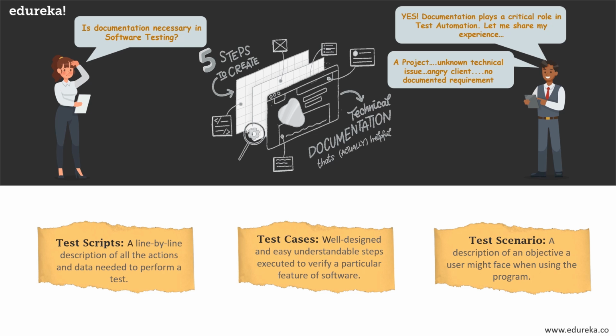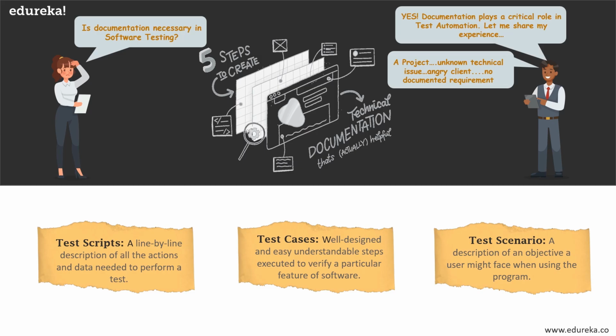And apart from test script and test cases, we have the least detailed type of documentation, which is the test scenario. A test scenario is a description of an objective a user might face when using the program. An example might be: test that the user can successfully log out by closing the program. Just based on that light description, a tester might choose to close the program through the menu option, kill it through the task manager, turn the computer off, or see what happens when the program runs out of memory and crashes. Since test scenarios offer little information on how to complete the testing, they offer the maximum amount of flexibility to the tester who is responsible for testing.